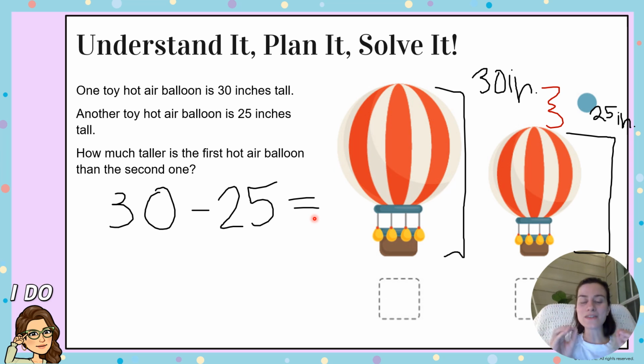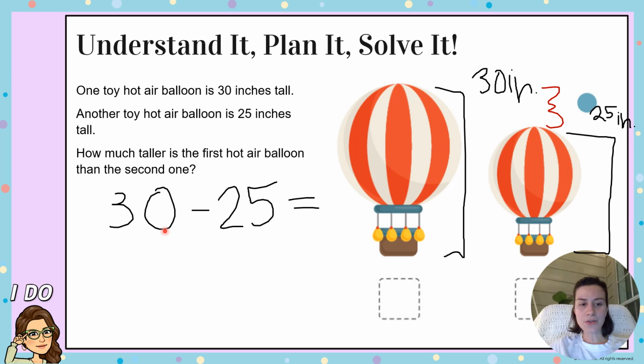When I'm using place value to solve a subtraction problem, I only draw my ones cubes and my tens rods. I only draw my place value units for the larger number that I'm taking away from. If I were adding, then I would draw the units for both numbers, but I'm subtracting. So I'm going to draw my units just for the number 30, and then I'm taking away 25 from that number. So let's go ahead and do that now.